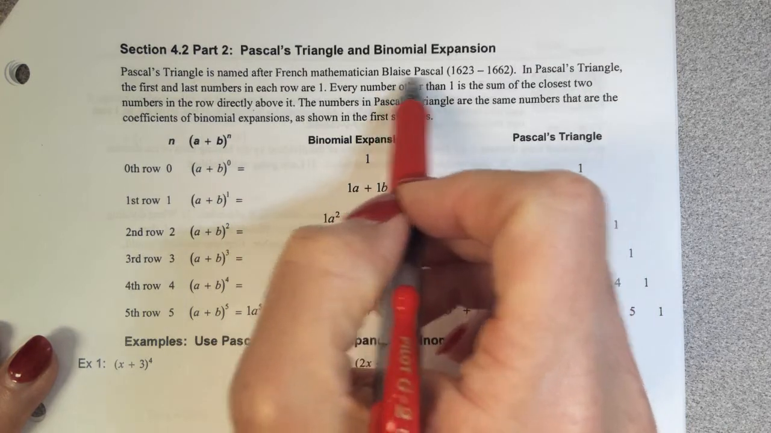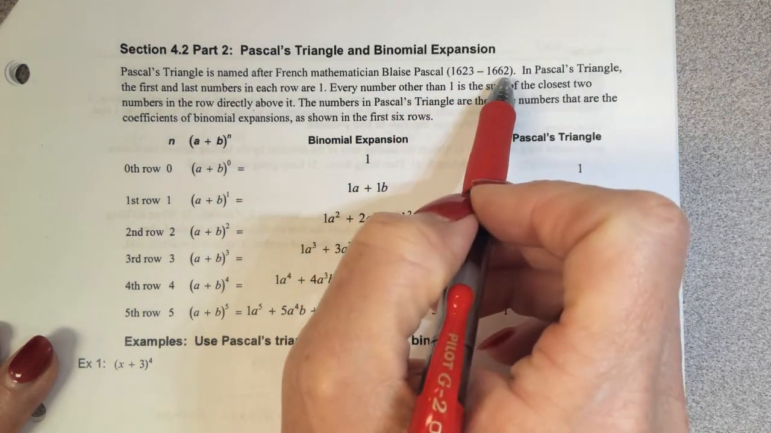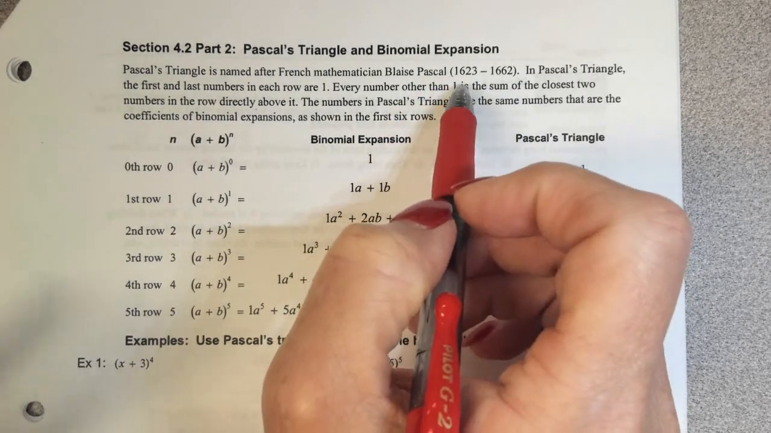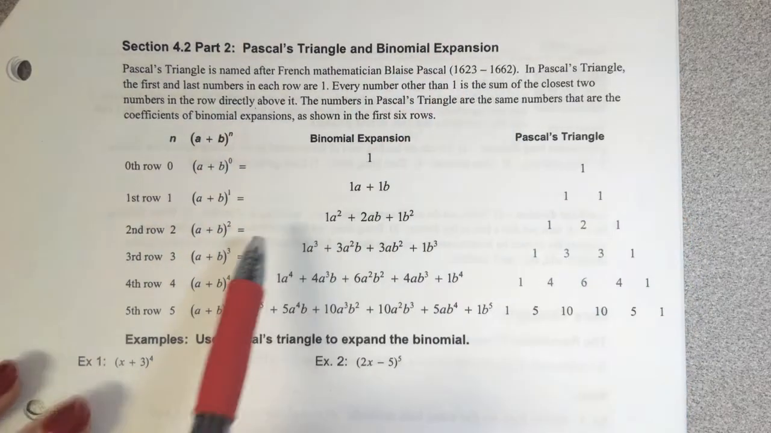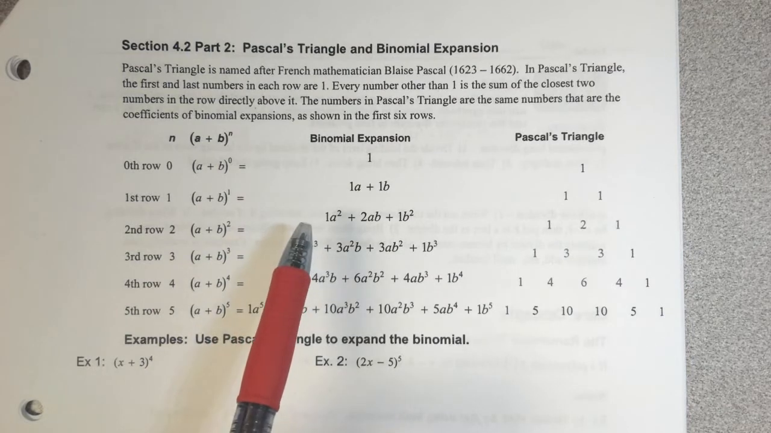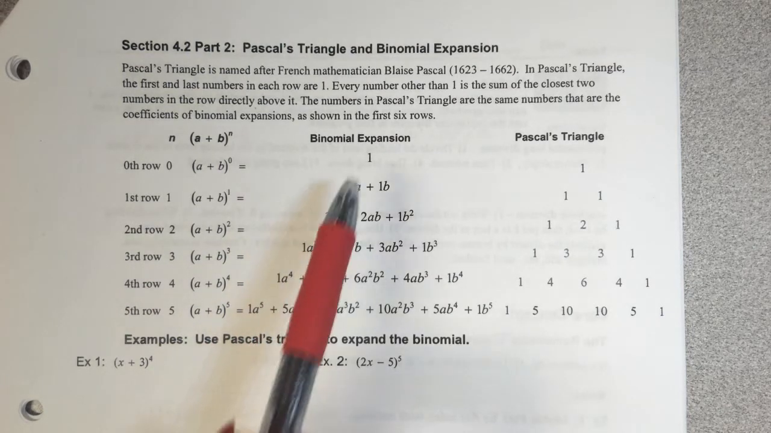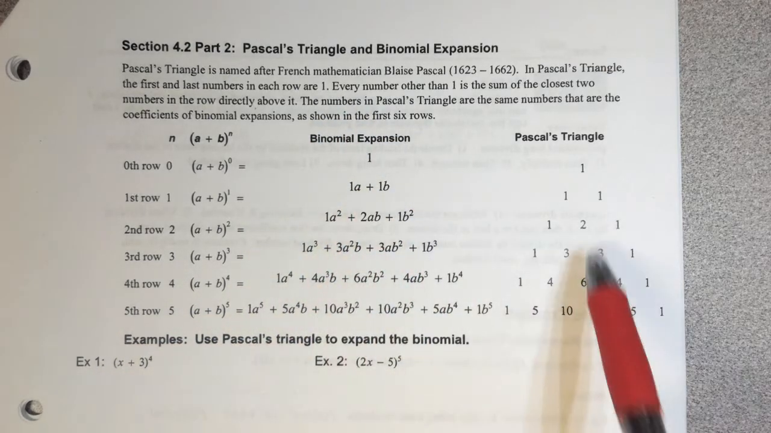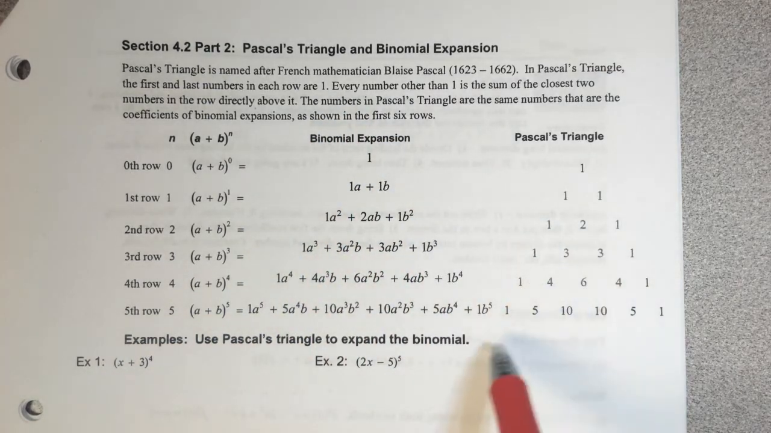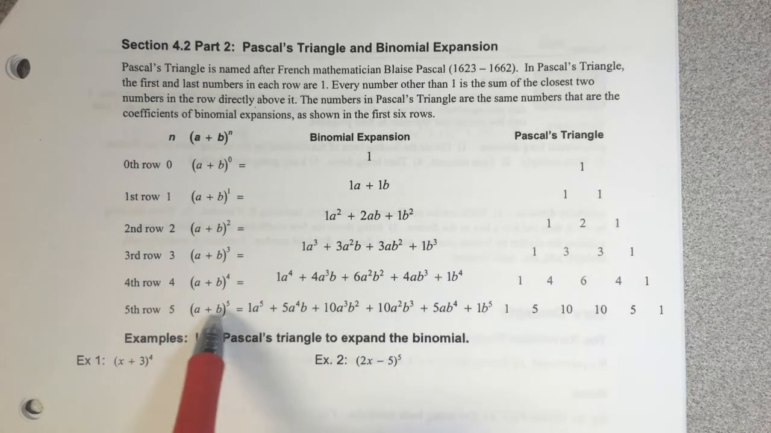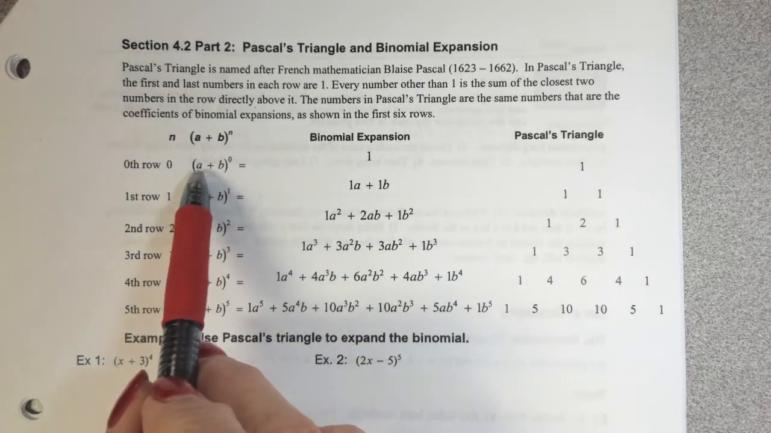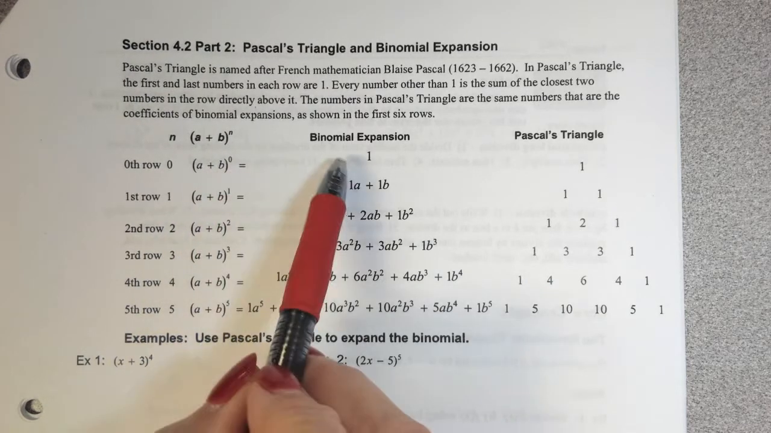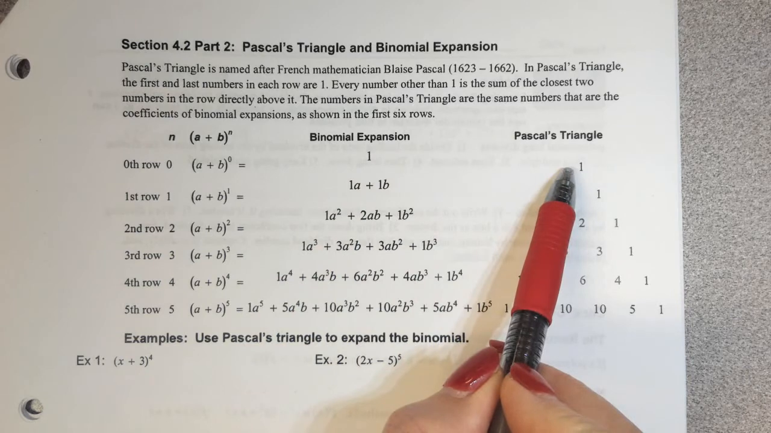This Pascal guy only lived to be 39 years old, so he didn't have a very long life, but he was a famous French mathematician, and he actually had a lot of contributions to mathematics, even though he died fairly young. So what happens in Pascal's triangle is he figured out this pattern that always works when we're trying to expand a binomial. Binomial means we have two terms raised to a power. Anything to the 0 power is 1, so that's where his triangle started.